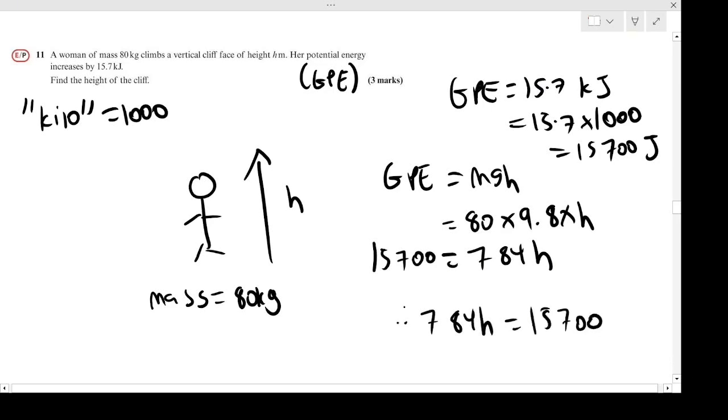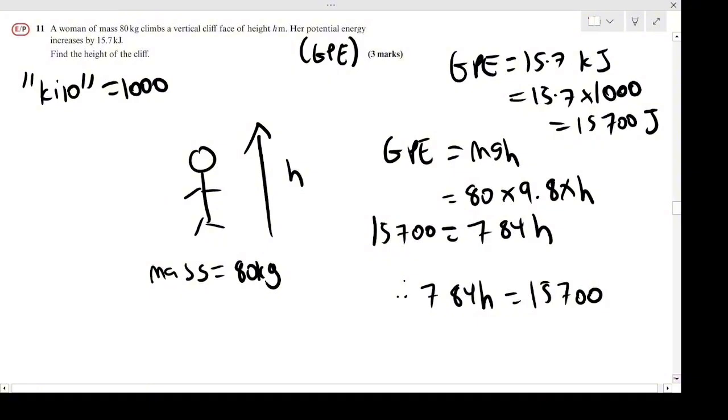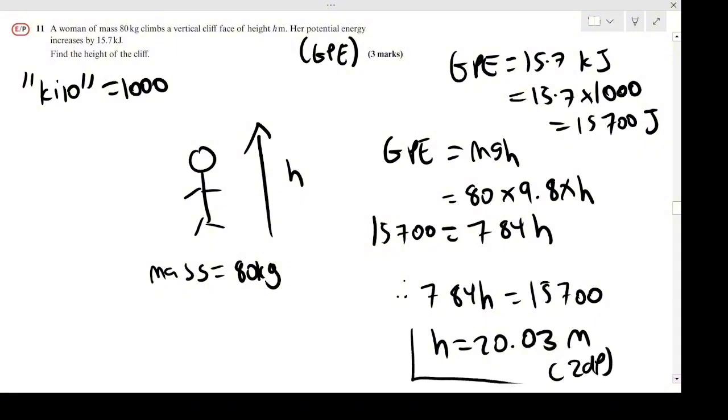So simply, to solve for h, we can divide by 784. Then we get the answer, h to be 20.03 meters, to two decimal places. That's the answer. That is the height of the cliff.